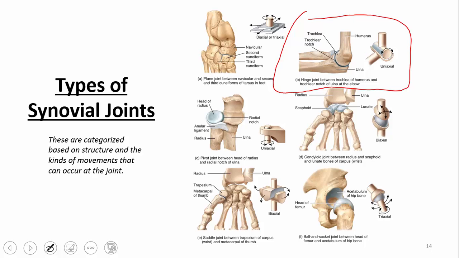Also, if we go in a different direction here, but we look at the elbow again, we also have a pivot joint. And so you could move your forearm almost like you're opening a door, right? Like a doorknob, back and forth like that. You can pivot it back and forth in that uniaxial direction that you see here. So that's a pivot joint.